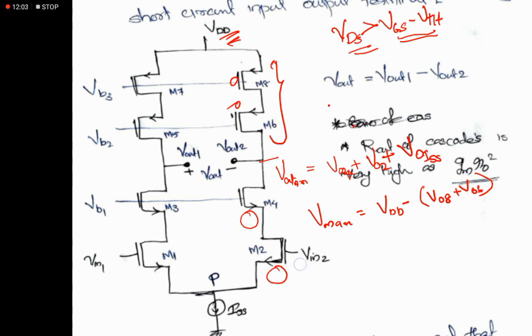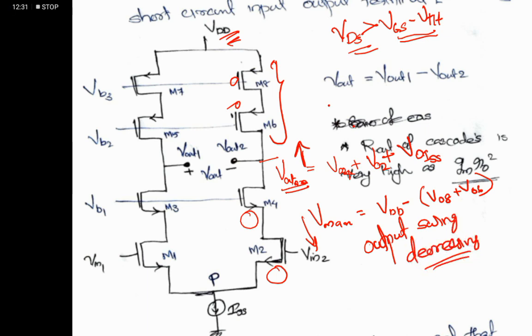So if we cascode more stages, more MOSFETs upward, the number of overdriven voltages required increases. So the effective value of V minima increases and V maxima decreases, or the output swing decreases. To solve this, we will use two ideas. One is the folded cascode configuration, and the second one is the two-stage OPAMP.